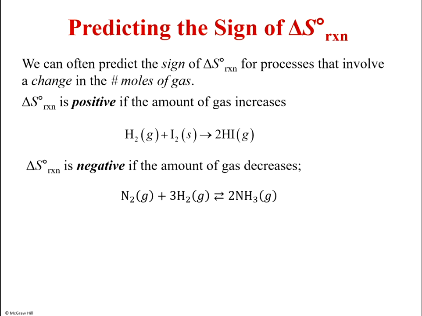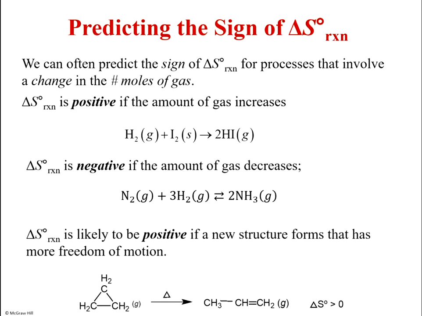On the opposite end, delta S is negative if the moles of gas decreases, like in the Haber-Bosch process. Nitrogen reacts with 3 moles of hydrogen gas to produce 2 moles of ammonia gas. So we go from 4 moles of gas to 2. There's an entropy decrease in this case because we've decreased the number of molecules.